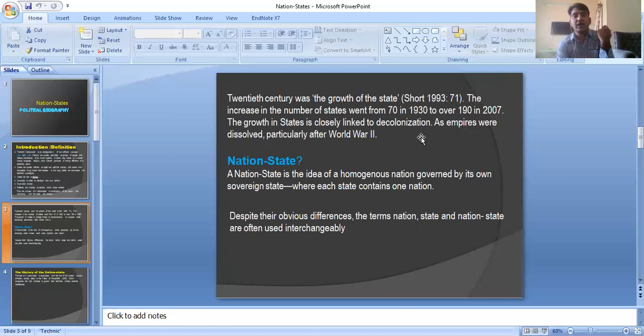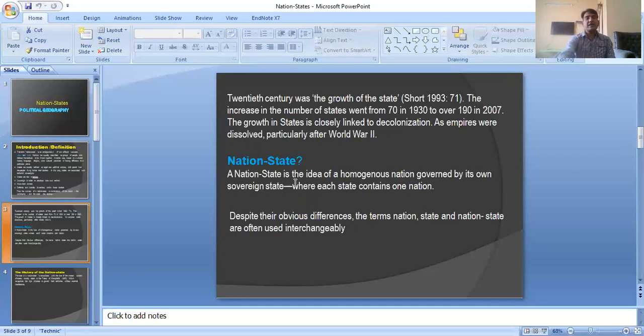What was the reason for the growth or explosion of these states? The growth in states is closely linked to decolonization. Before that, the world was colonized: a few powers or states had colonized the rest of the world, the smaller states or countries. They occupied their territory and were controlling and running them from outside. As empires dissolved, particularly after World War II, new states emerged. These big forces who had occupied those land areas started to recede and leave, and the lands became separate entities, independent states.